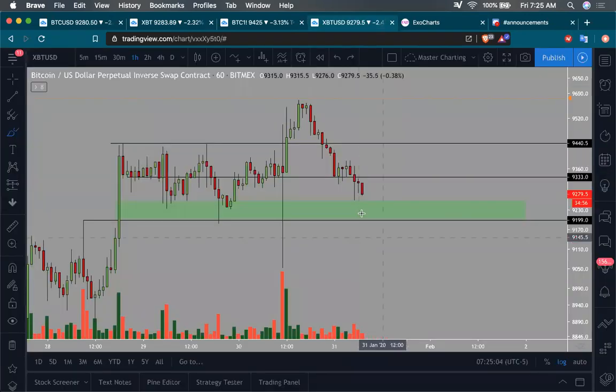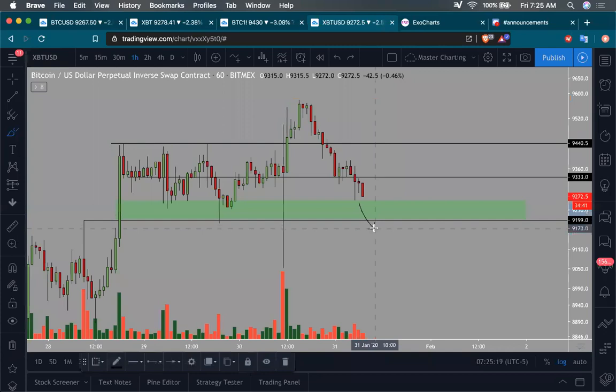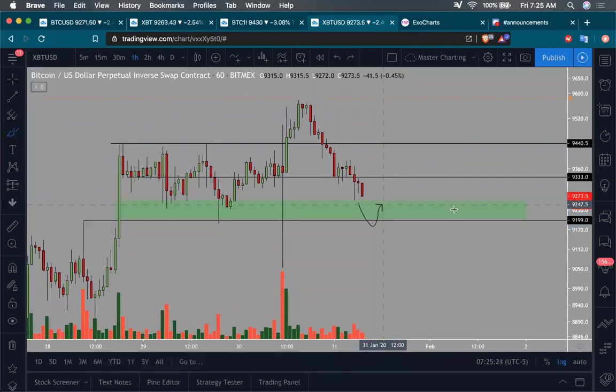So as we approach this green block, I want to see it hold to be considering going long from here. If it doesn't hold, then I'd be looking for a pull down here, a push back up maybe as a rejection of resistance, and then I'd probably be going short. But I'll let my advantage members know exactly what I'm thinking about doing.